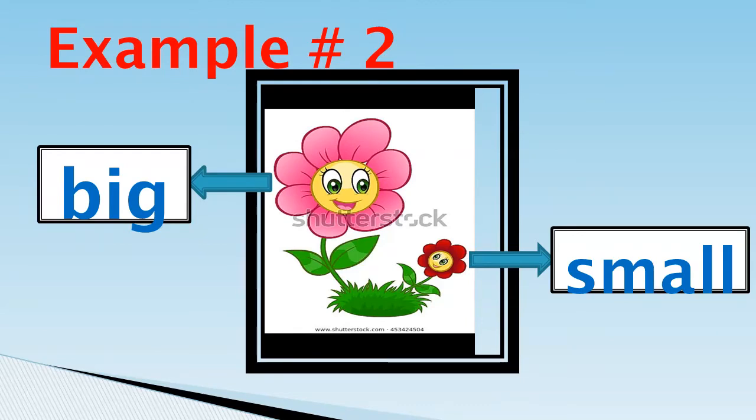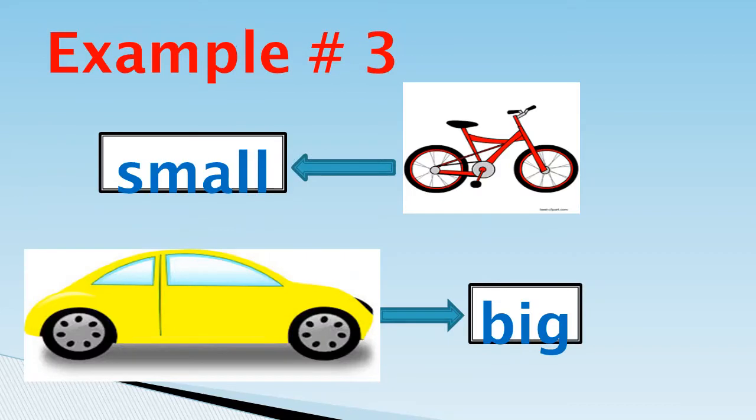Oh wow, here is a car and a bicycle. Now students, you tell me, are they of the same size? No, very good. They are of different sizes. Can you tell me which one is big and which one is small? Yes, the car is big and the bicycle is small. Very good.